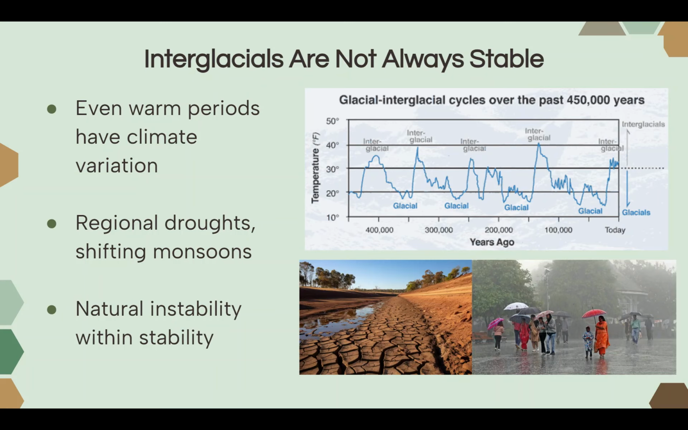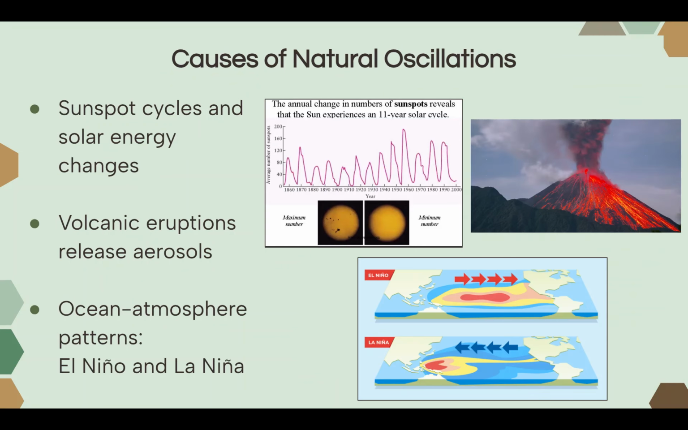So just because this seems stable long term doesn't mean it's completely even or completely the same. Things shift, even at short term time periods. So natural instability remains within the long term stability that we see. So, what are the causes of these natural oscillations of our up and down flows?